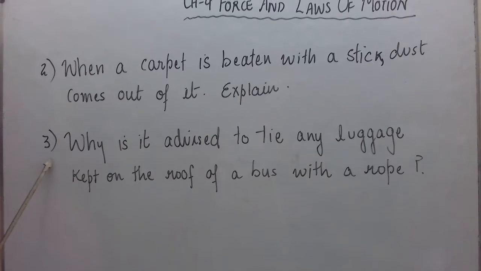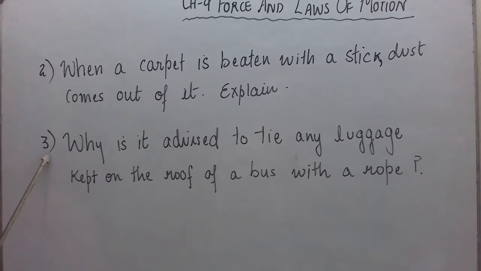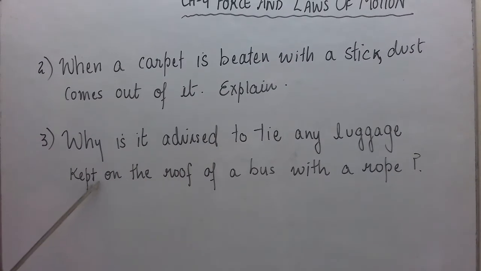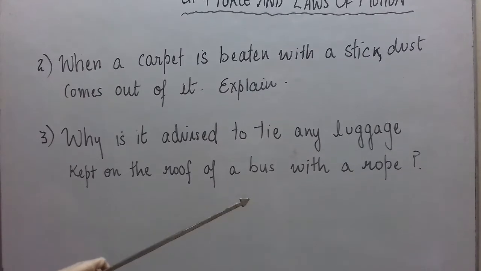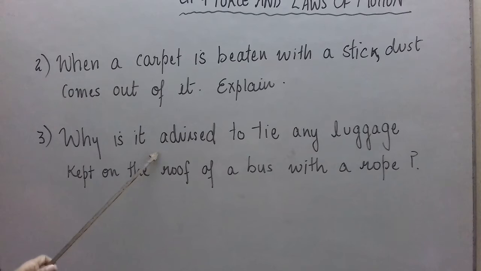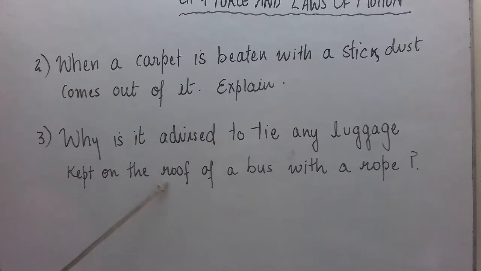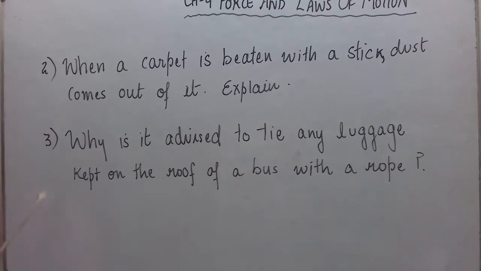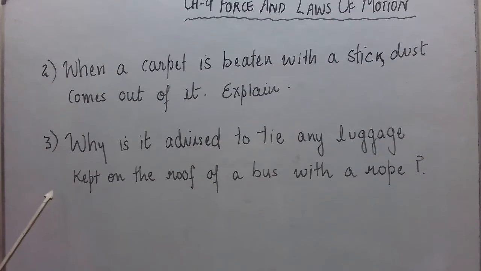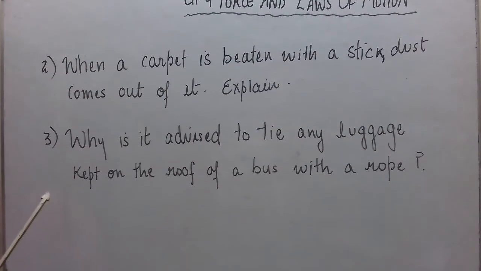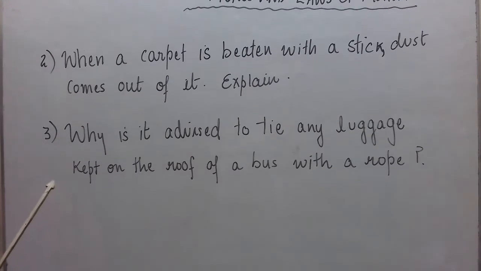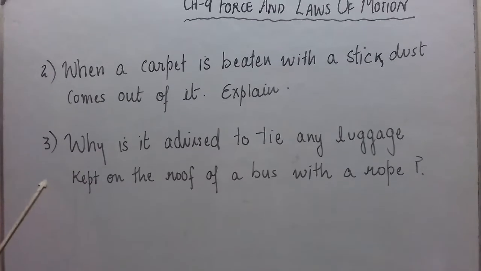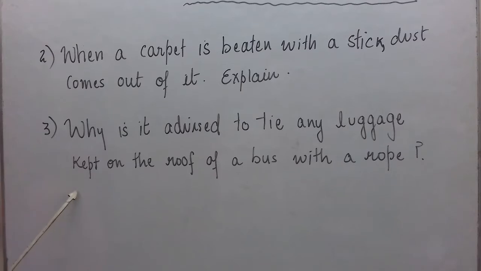Now the third question, it is not a numerical. Why is it advised to tie any luggage kept on the roof of a bus with a rope? I am sure you must be knowing the answer to this question also. If you remember, when I explained inertia in one of the videos, I explained one example where a person sitting in a vehicle gets a forward, backward or sideward jerk depending upon the different situations. So the same reasoning we can give here.